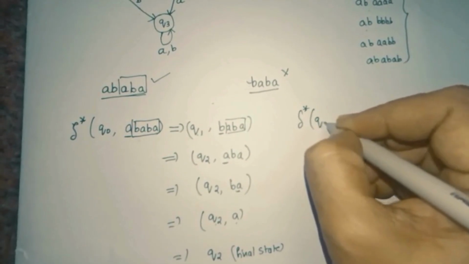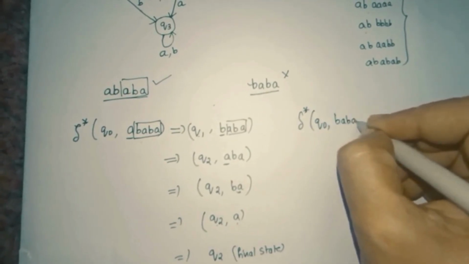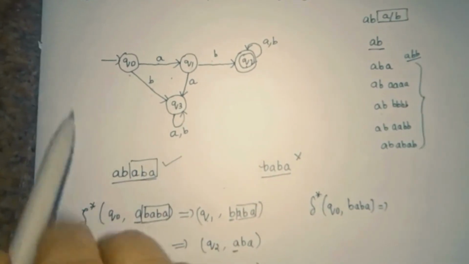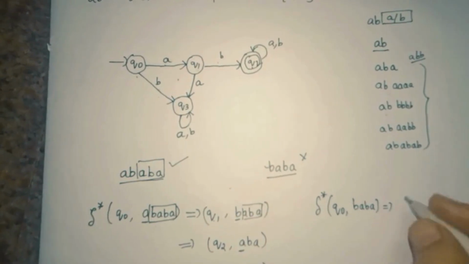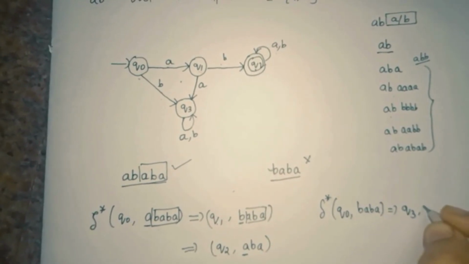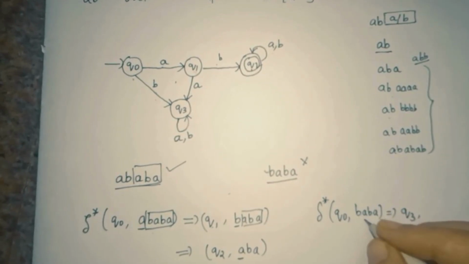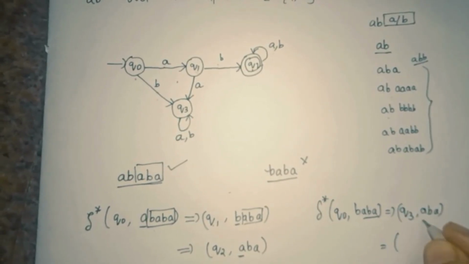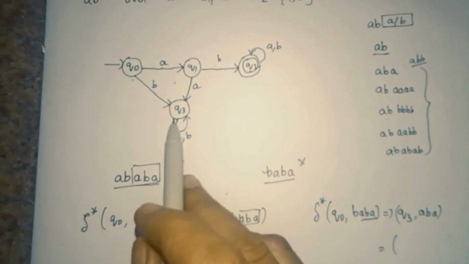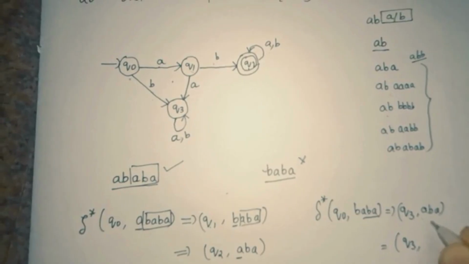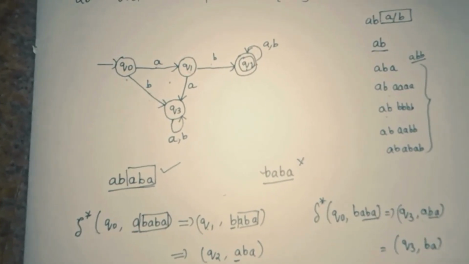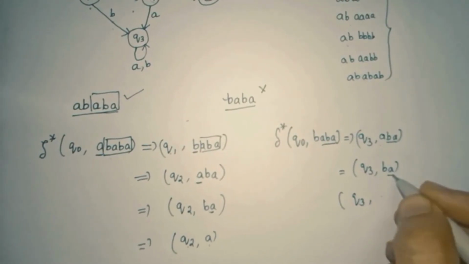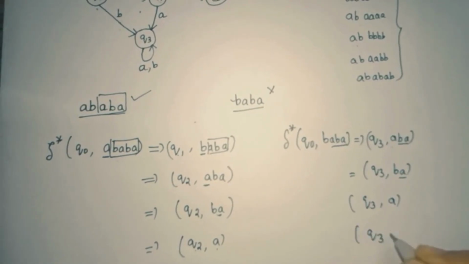Now we will check for BABA. Delta star, start from the initial state Q0 with BABA. Q0 on B is going to the dead state, which means Q3. Q3 with B is read. Left out strings are ABA. Next, Q3 on A is Q3 only. Left out strings are BA. Next Q3 on B is Q3 only. So the left out string is A. Q3 on A is Q3.